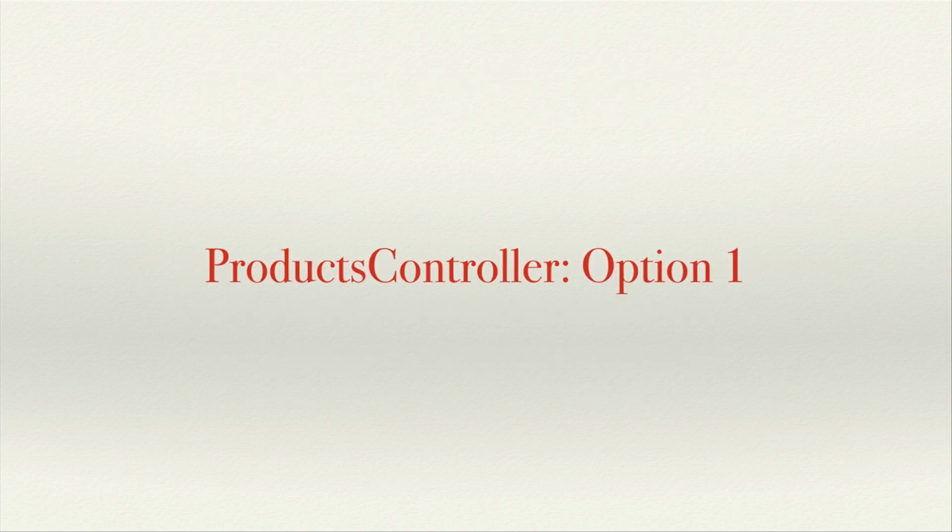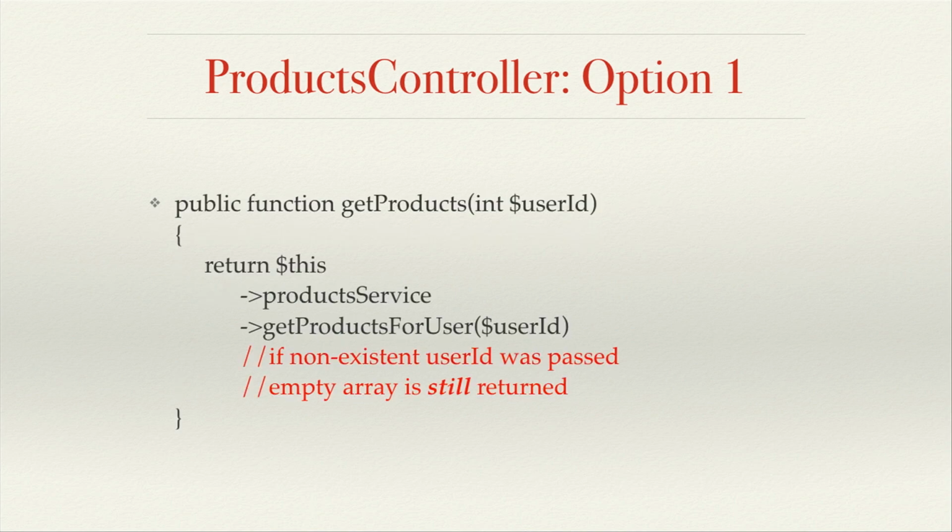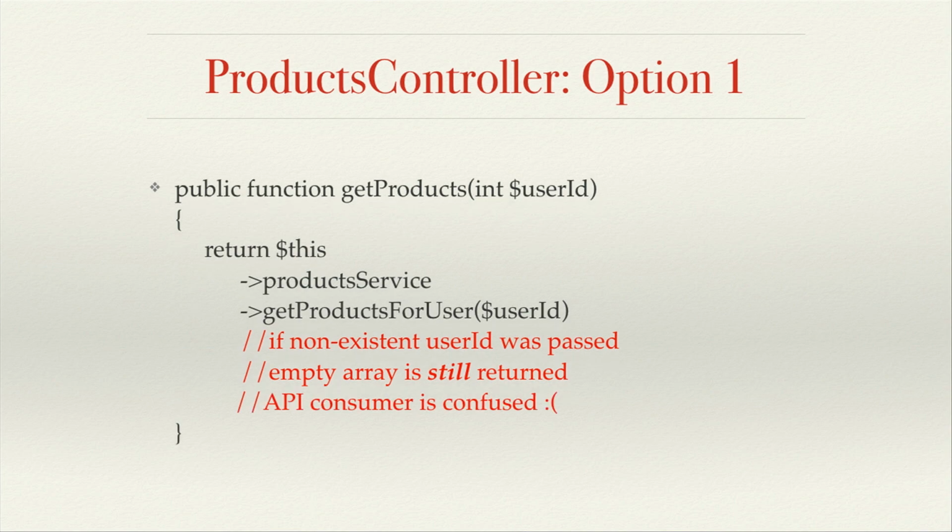So let's look at option 1 now. That's it, right? If the product service returns an array, I can just let the products controller return what the service returns and be good with it. Now, of course, the API consumer is going to be confused because I'm always returning an array even if the user is not found, so that's not great.